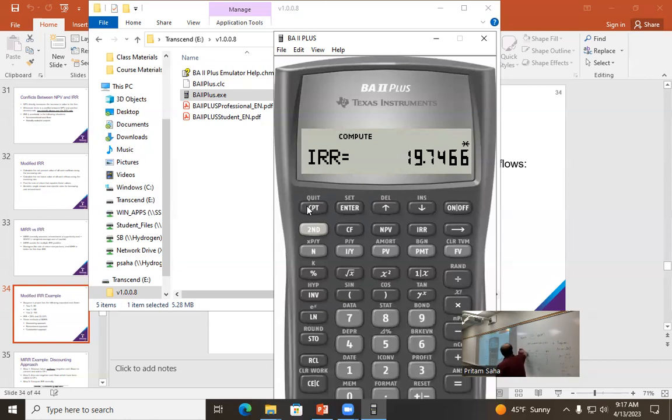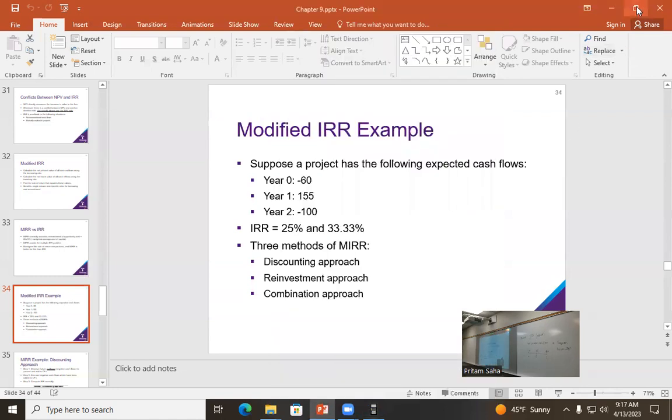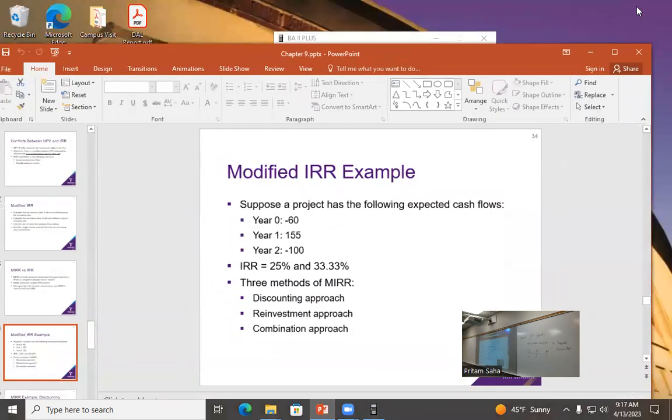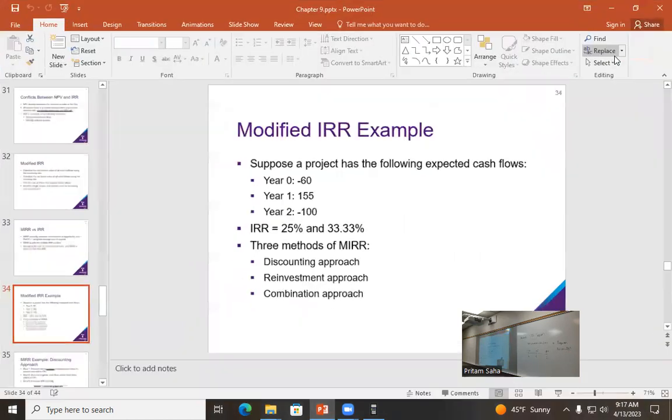Now forget about this. Forget about that. Going back to the base problem. So we still have the problem, right? Because the sign changed more than once, right? Now we'll fix this problem following the reinvestment approach.